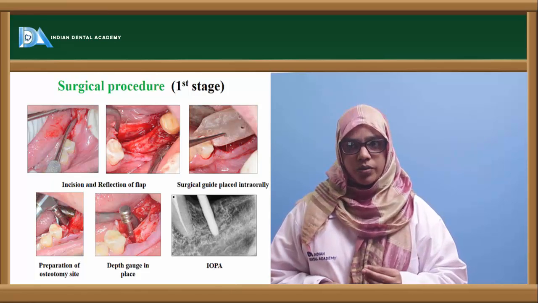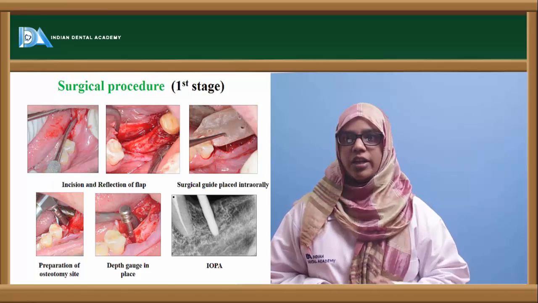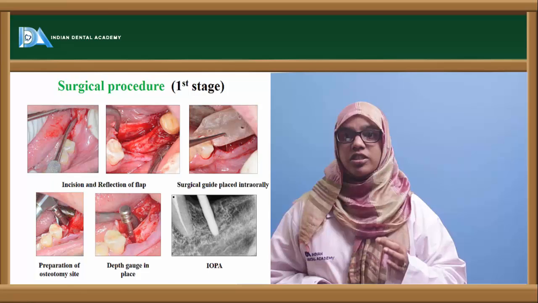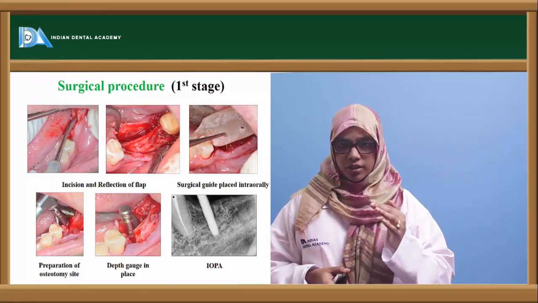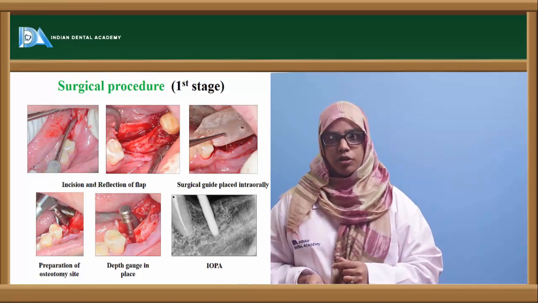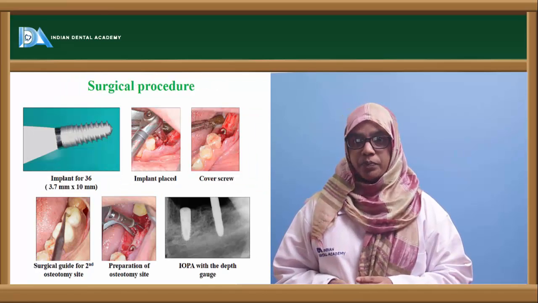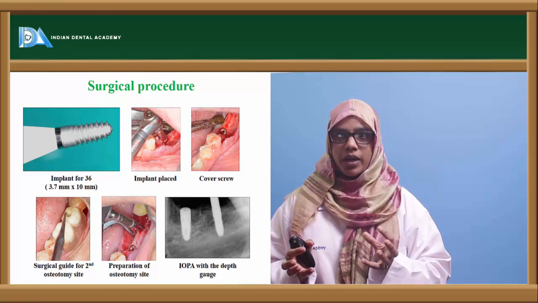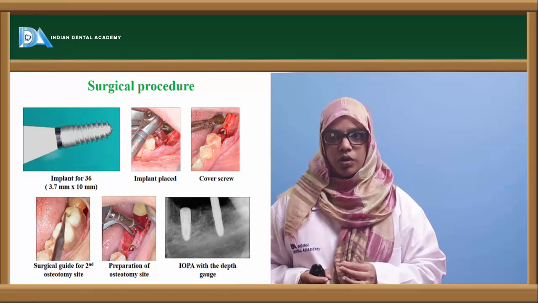Once you have marked your purchase point, you will first use your taper drill to get the length of the implant. As you get the length of the implant, put a bone gauge and take an IOPA. This will help you to gauge the depth that you have gone inside, as well as help you to see the parallelism with the adjacent tooth. As you can appreciate in the IOPA, it is parallel. Then you sequentially widen your osteotomy, select the implant, and place the implant. Once you have placed the implant, put a cover screw on top of it.